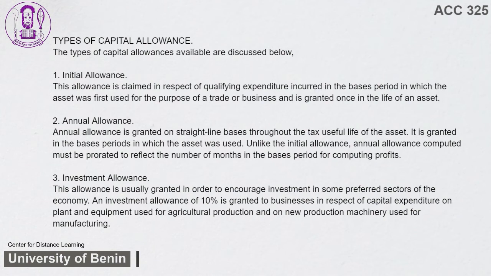3. Investment allowance. This allowance is usually granted in order to encourage investment in some preferred sectors of the economy. An investment allowance of 10% is granted to businesses in respect of capital expenditure on plant and equipment used for agricultural production and on new production machinery used for manufacturing.